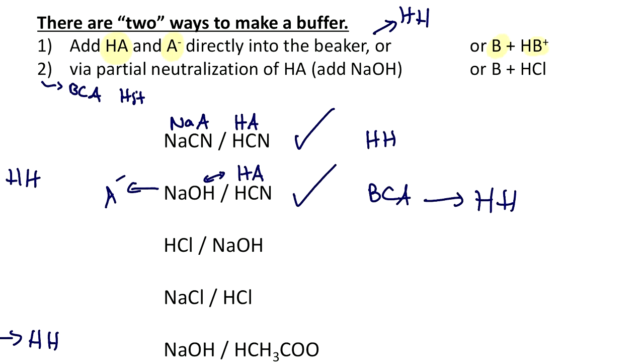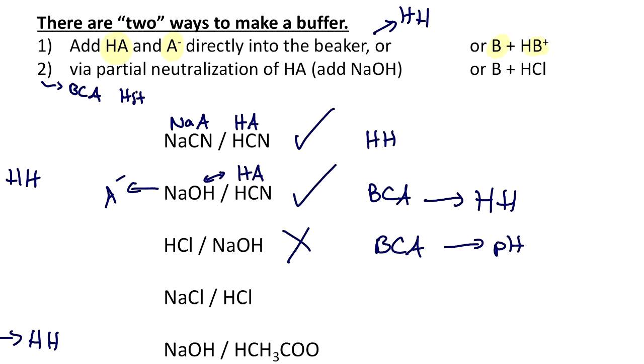Okay, HCl and sodium hydroxide. No, it is not a buffer. Yes, it's an acid and a base, but it's a strong acid and strong base. So that's not a buffer, but you can still calculate the pH. Just BCA, take whatever's left over, you just pH it directly. No ICE table needed. All right, NaCl and HCl.